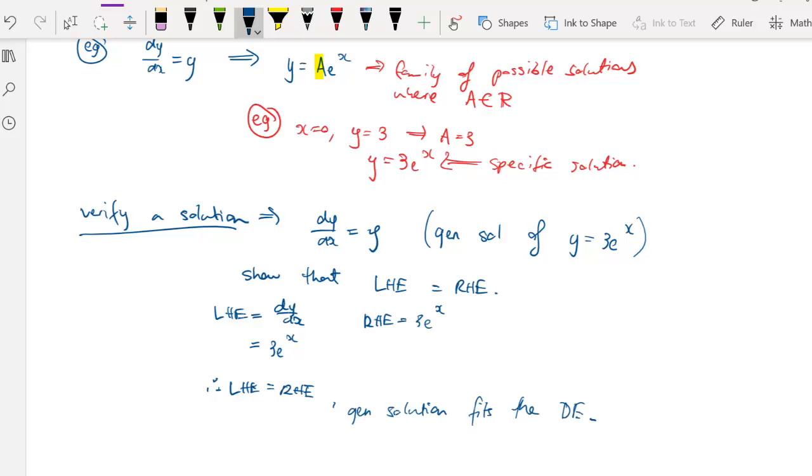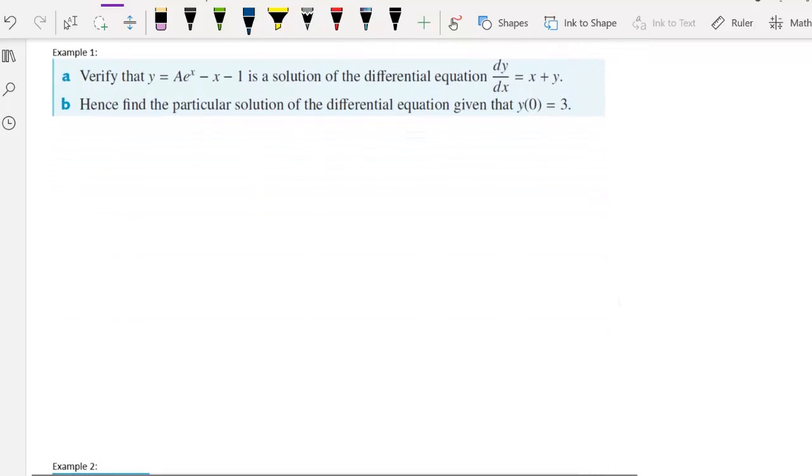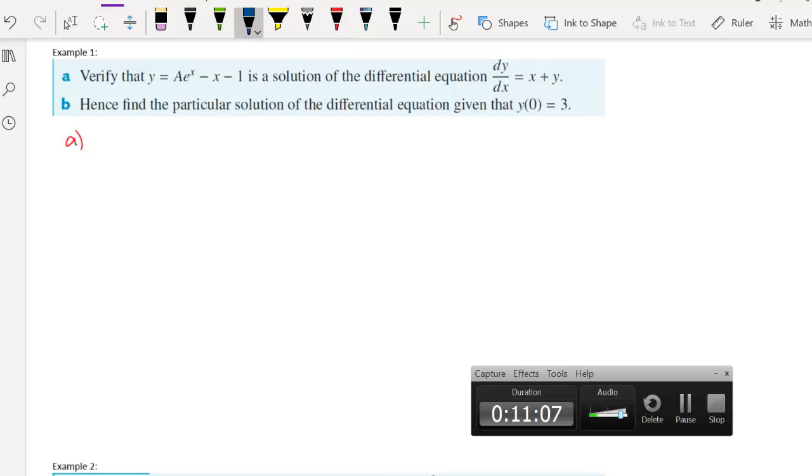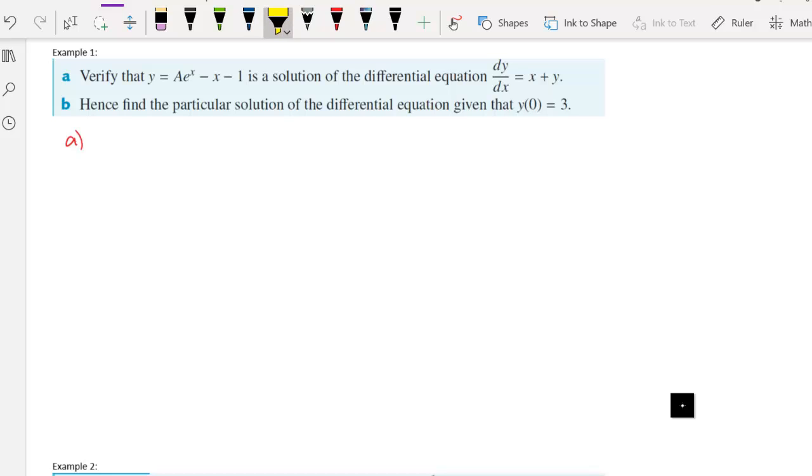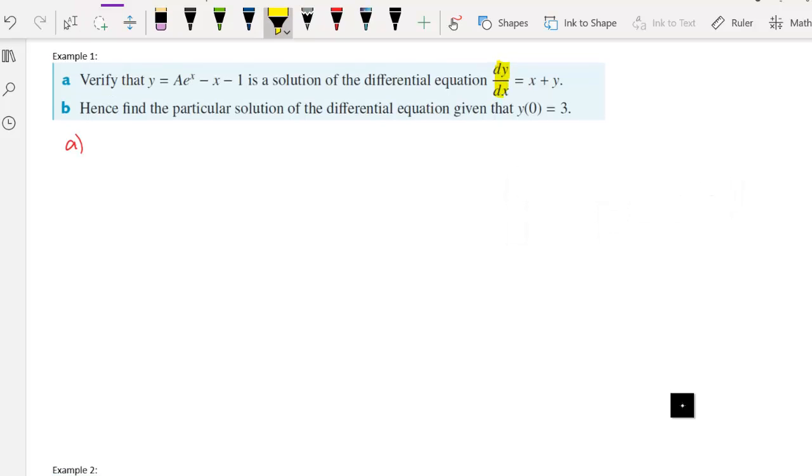Okay, so that's all the skills we're looking at today. We're not actually going to look at solving these differentials until a further lesson. So if we look at this first example, part A asks us to verify that y equals ae to the power of x minus x minus 1 is a solution of the differential equation dy/dx is equal to x plus y. Okay, so let's look at putting this in. What we'll need is to work out what dy/dx is, and then we'll look at adding x plus y on that right-hand side.